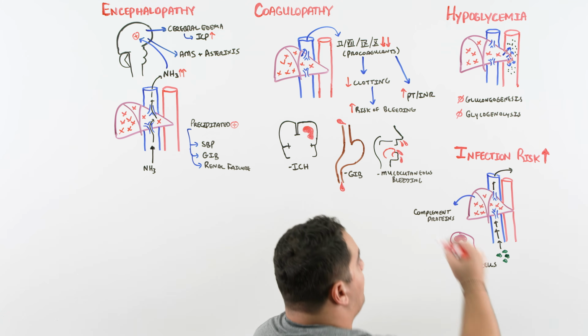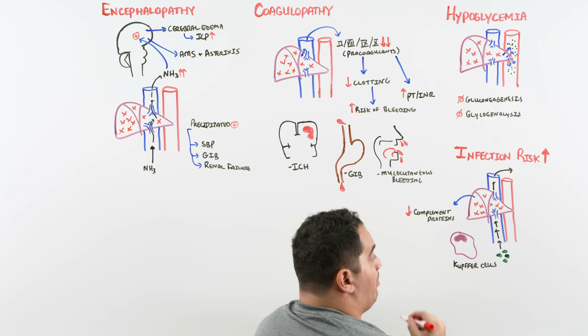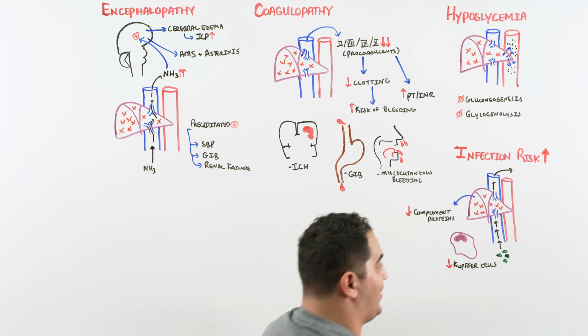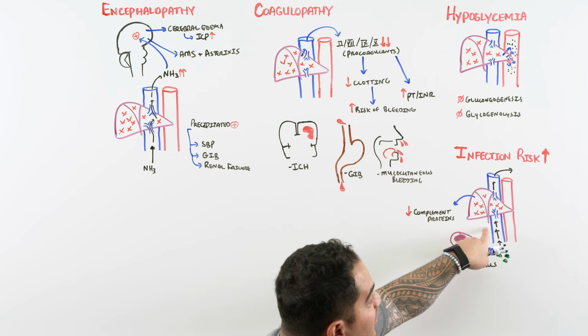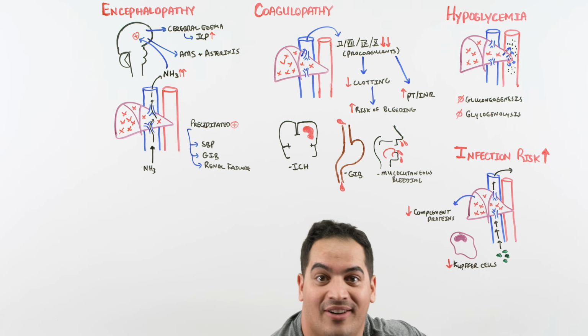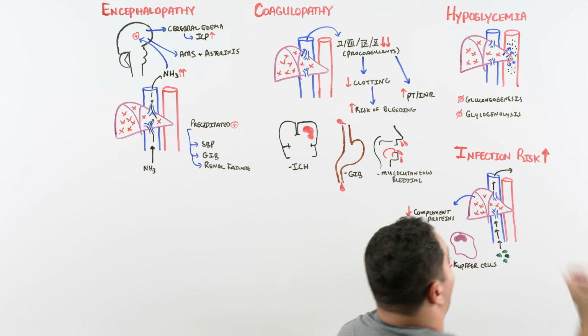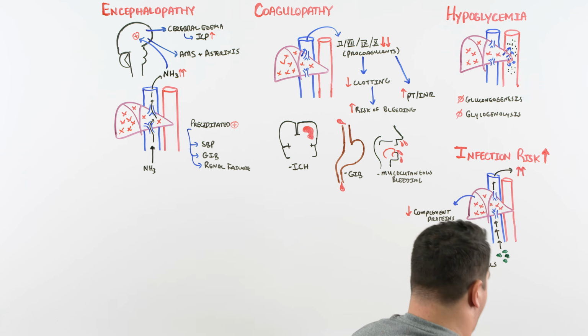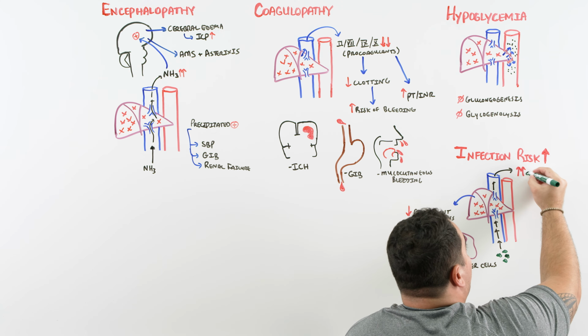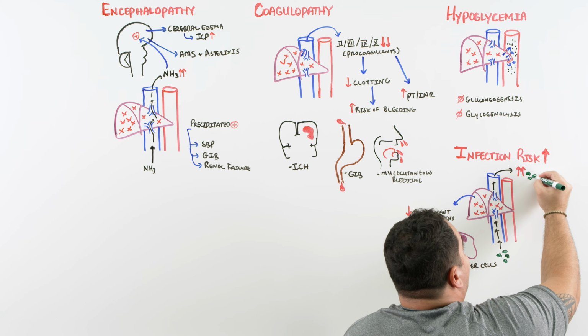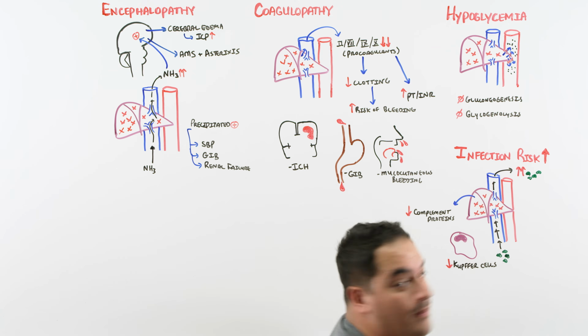In patients who have acute liver failure, they have decreased complement proteins and decreased Kupffer cells, which means that they have a decreased ability to clear bacteria. So that means that tons and tons of bacteria that should not generally be making it through the liver and getting into the systemic circulation do.